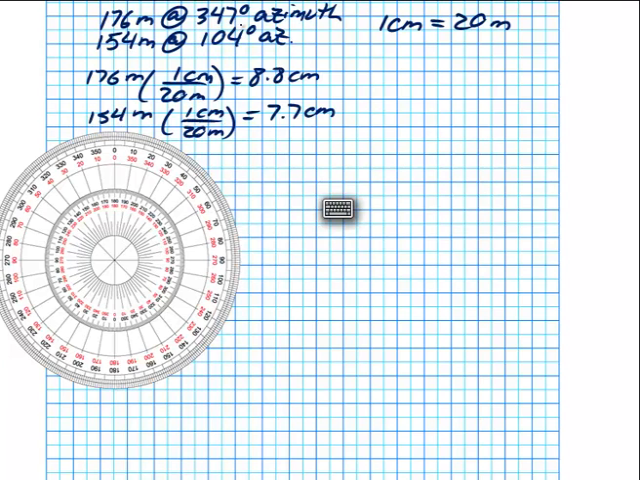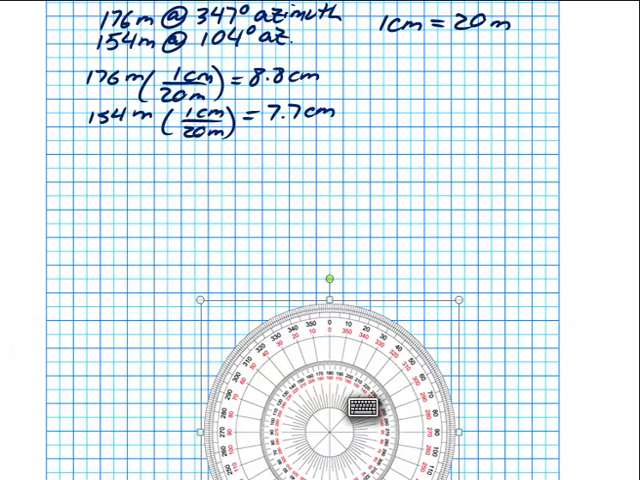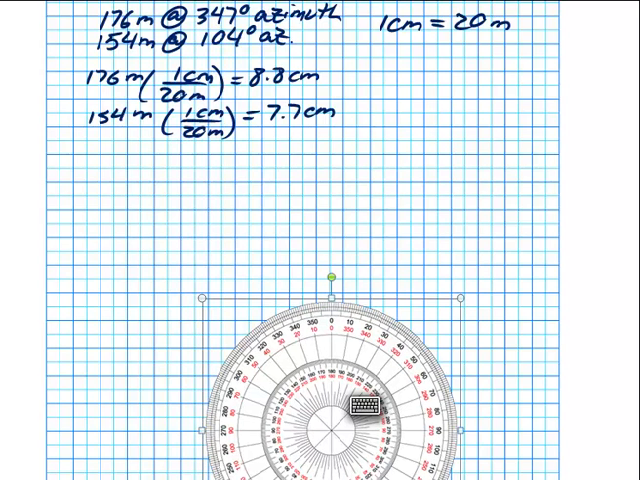So I'm going to start near the bottom of the paper, and I'm going to draw a line that is 8.8 centimeters long at 347 degrees azimuth. So here I'm starting a line at 347 degrees azimuth. Now what you can't see is that I am holding a real-life ruler over the screen to get 8.8 centimeters, and that takes us to right about there, 347 degrees. Okay, so that is our first vector.